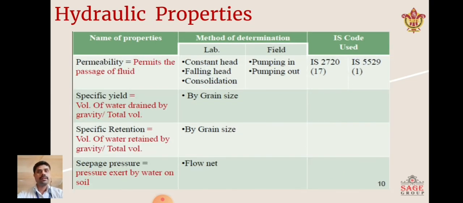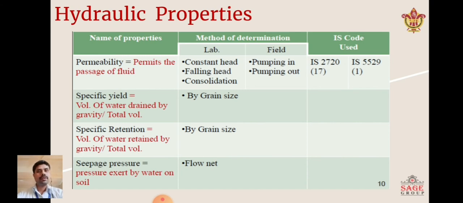Now, after the physical properties, there are the hydraulic properties of soil. The first hydraulic property is permeability, which is the property that permits the passage of fluid. Permeability can be determined by three methods in the laboratory and two methods in the field. In the laboratory, constant head, falling head, and consolidation methods are used, and in the field, pumping in and pumping out methods are used for finding the permeability of the soil.